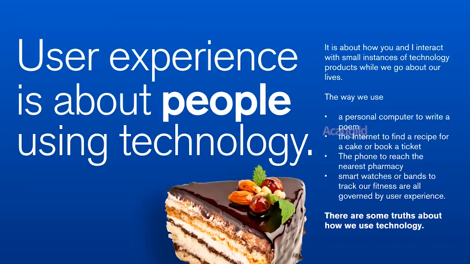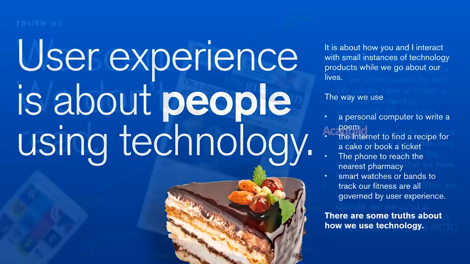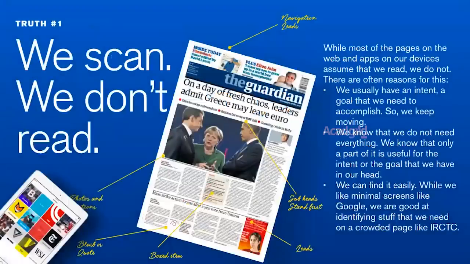But however, there are some truths about how we use technology. These are things that are really true. Truth number 1 is that when we go to a page like this, like newspapers, one of the best ways to think about how we access information: we always scan, we don't read.